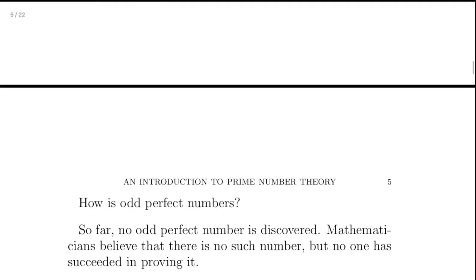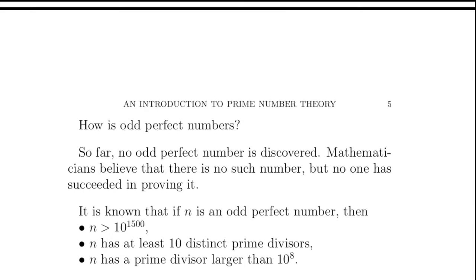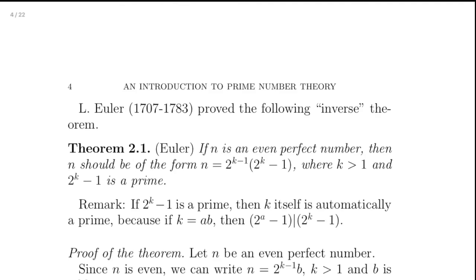First, odd perfect numbers. We know nothing. And even perfect numbers: now we know Euler's theorem, that if this is the form of an even perfect number, then the problem is reduced to finding the primes for which 2 to the k minus 1 is a prime.